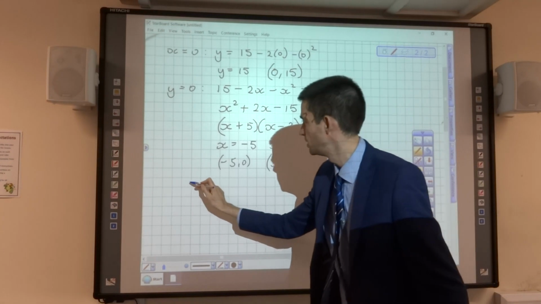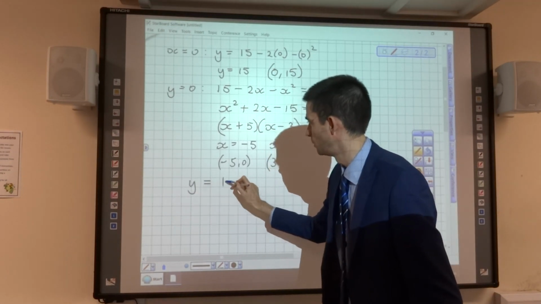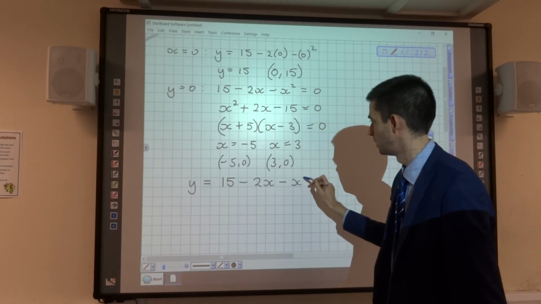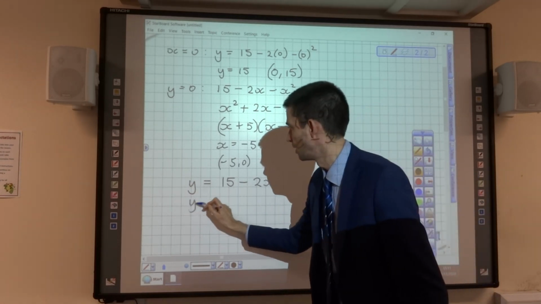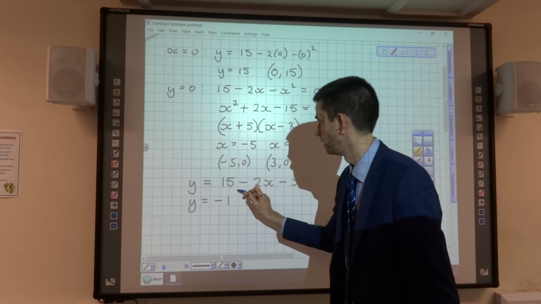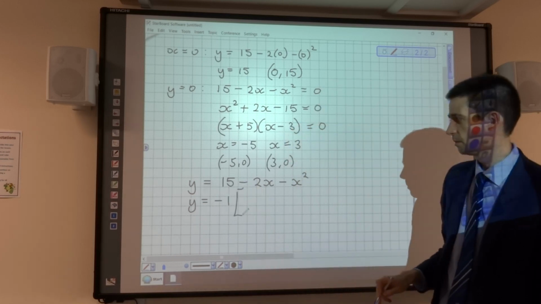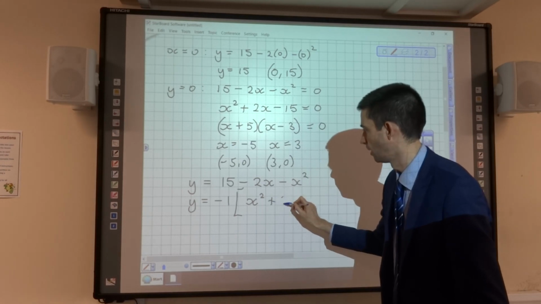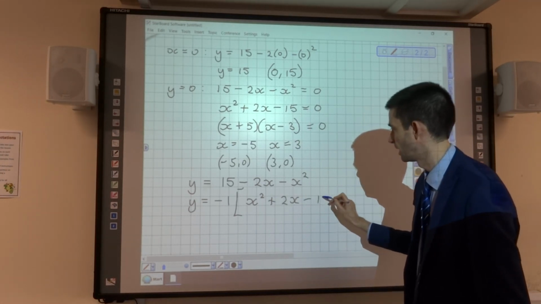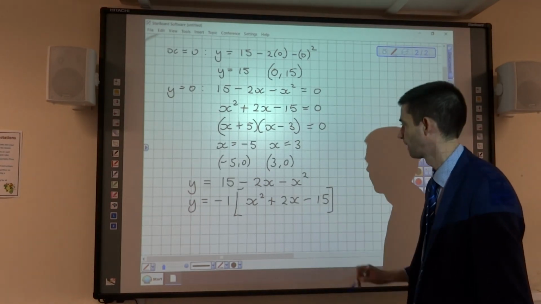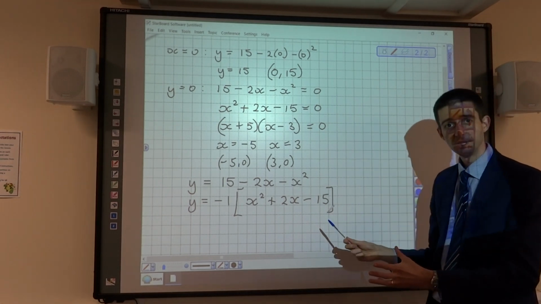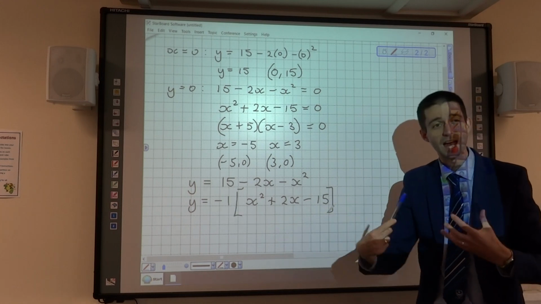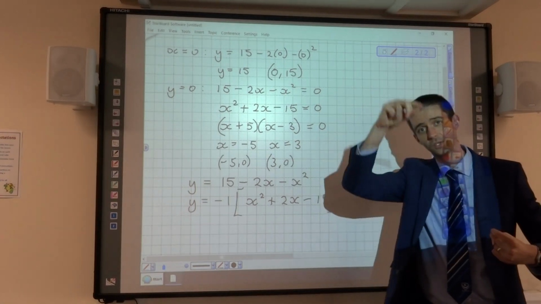So what I need to do is start with my original equation, 15 minus 2x minus x squared, and factorise negative 1 out the front of a big square bracket, and inside my big square bracket I would have x squared plus 2x minus 15. I'm then going to complete the square on the big square bracket and deal with the minus 1 afterwards, but I cannot ignore it because that's what makes the graph negative.